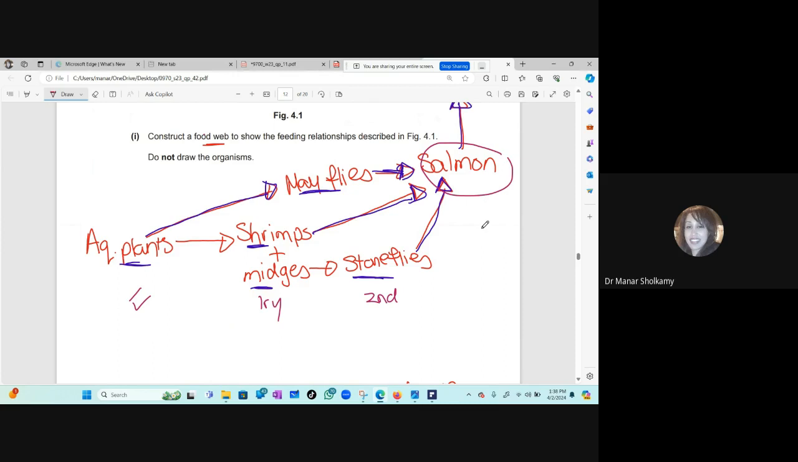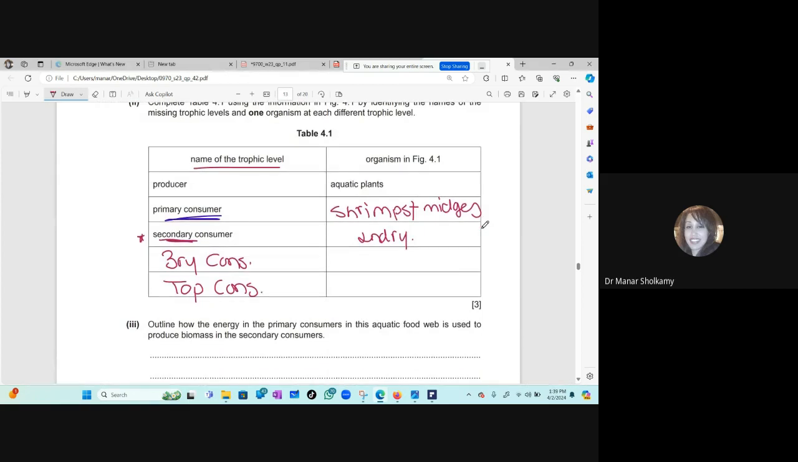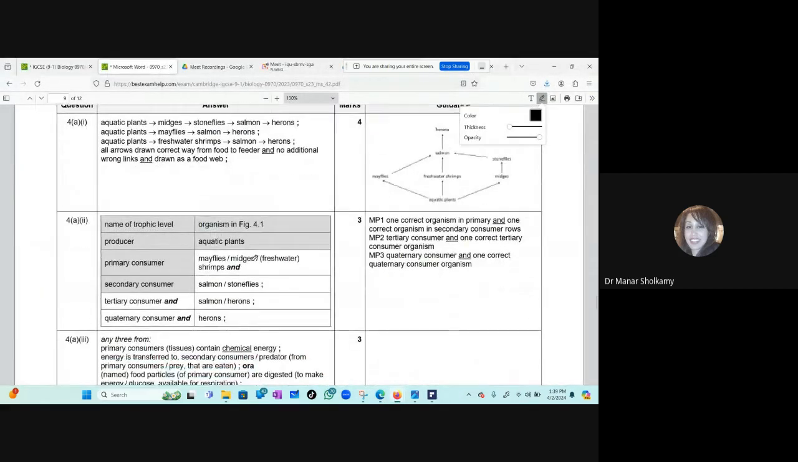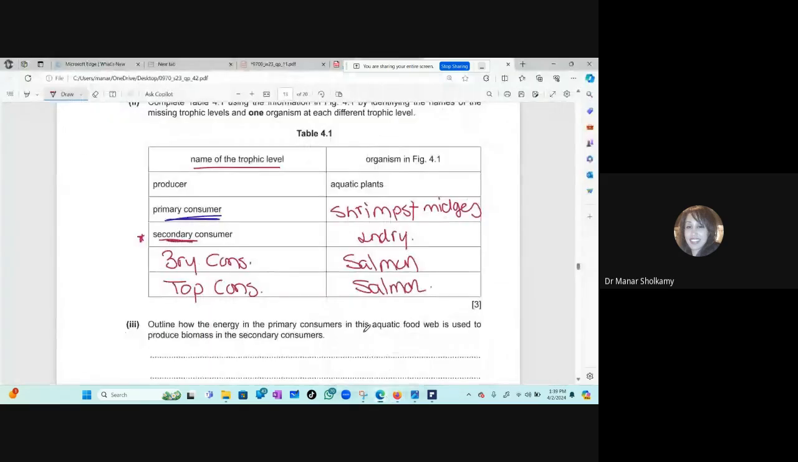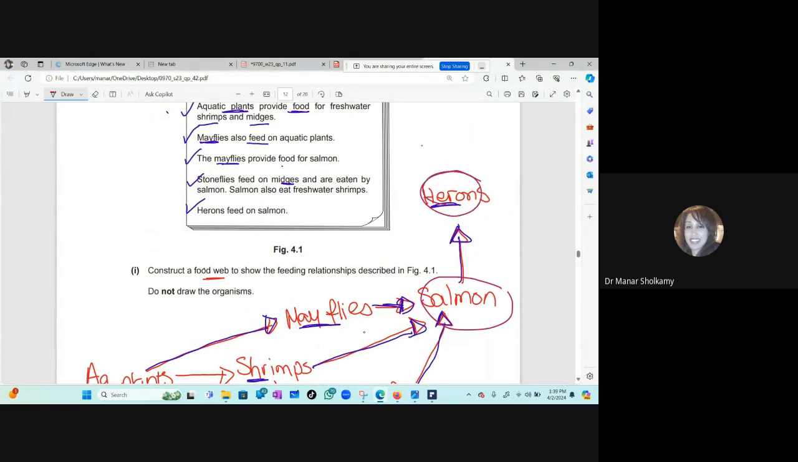So a tertiary consumer is salmon, and it is also the top consumer, also salmon. Let's look at the mark scheme. Okay. We forgot the herons. Oh, we forgot the heron. So the heron is the top consumer.